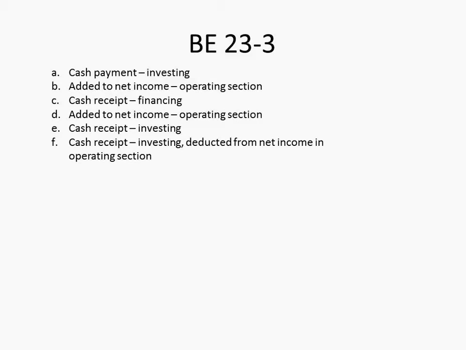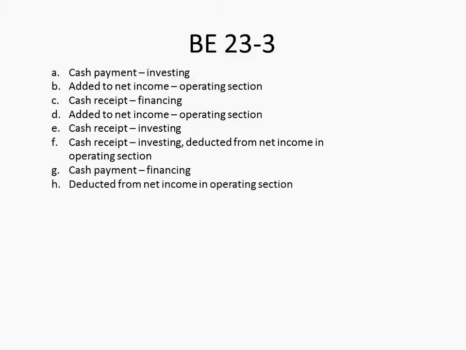Letter G. Who wants to do letter G? Yes. Go for it. G is payment of dividends, cash payment, financing. Good. Very good. Letter H. Increase in accounts receivable would be D, reduction in net income of the operating. Good. Very good.